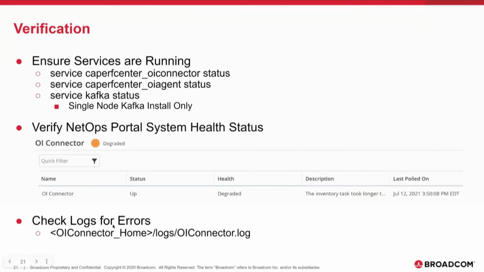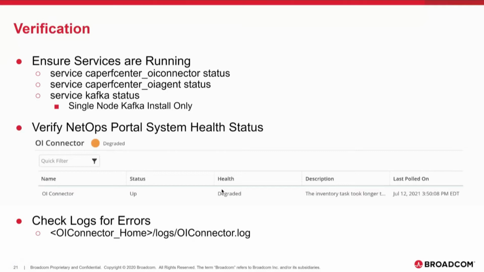I recommend checking the logs for errors, especially after install and it's been running for a minute or two. The log files are all in the connector home install directory under logs. The core service logs to OI connector.log. You can grep that for error, capital ERROR, and look for errors in that log.